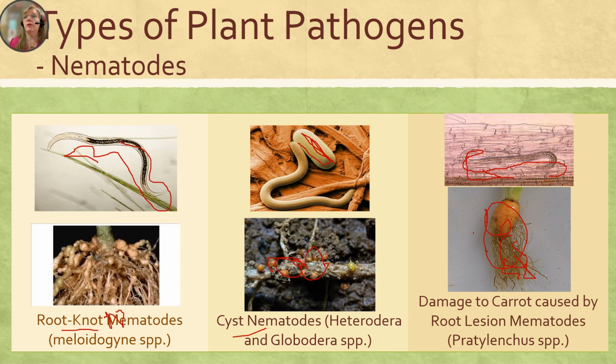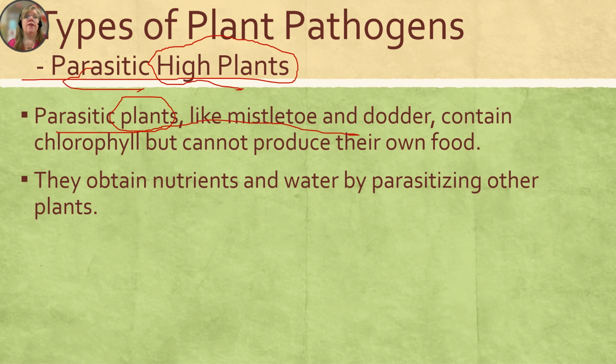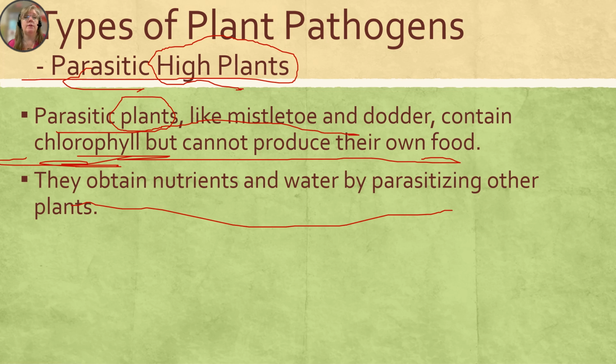Again, it's these worms. All right, the next type of pathogen is a parasitic higher plant. Parasitic higher plant, meaning it's usually up high in the tree. And it's a parasite. The parasite is a plant, like mistletoe and dodder. They do have chlorophyll, but for some reason they can't make their own food. They've got chlorophyll, but they can't do photosynthesis. I don't know what that's about. They just don't work. And so they get their nutrients and water by parasitizing other plants. They're going to suck it off the tree that they live in.